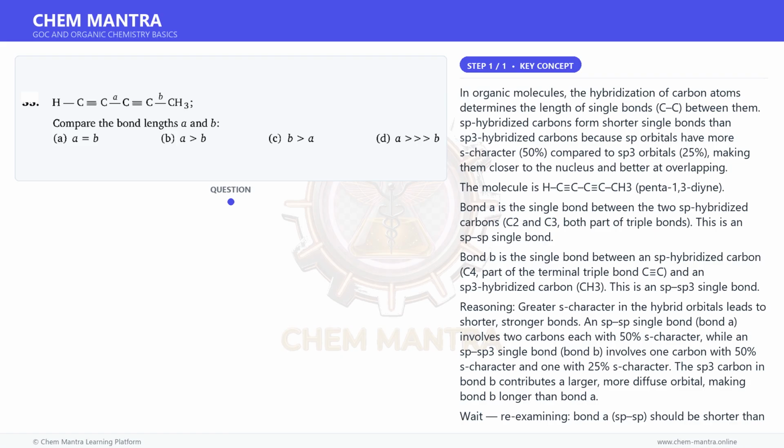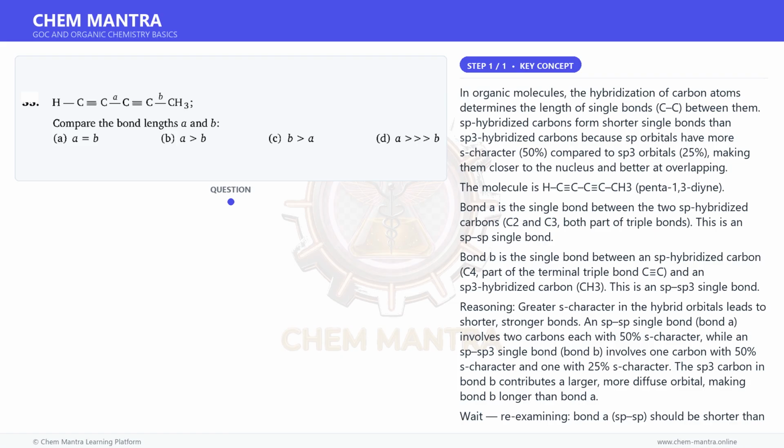Reasoning: greater s character in the hybrid orbitals leads to shorter, stronger bonds. An sp-sp single bond, bond A, involves two carbons each with 50% s character, while an sp-sp3 single bond, bond B, involves one carbon with 50% s character and one with 25% s character. The sp3 carbon in bond B contributes a larger, more diffuse orbital, making bond B longer than bond A.